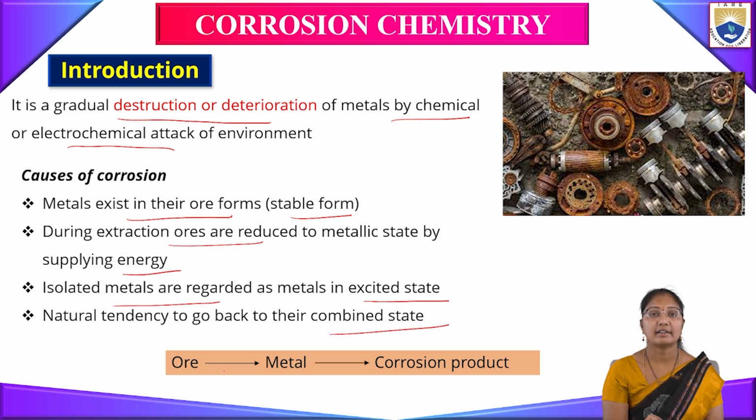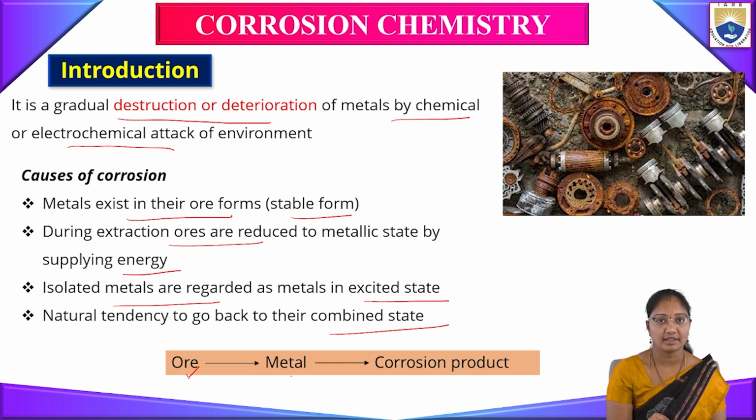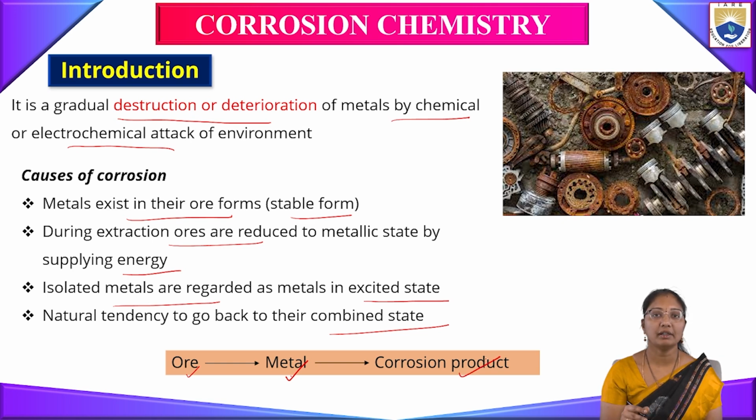So the ore exists in this form, and the ores are reduced to metals. The ore exists on the earth's surface. The ore may be iron ore, the metallic ores which we get from the earth's crust. They are reduced to the metallic state by supplying energy. So these are more highly susceptible to corrosion. In order to change back from the metal state to the ore state, it undergoes the corrosion reaction.